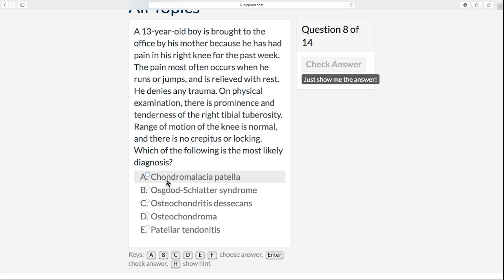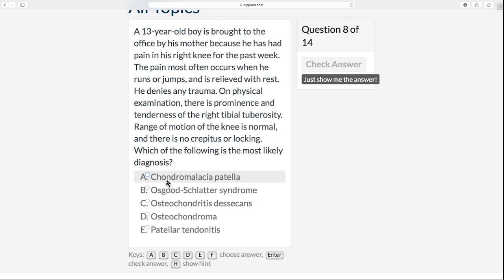All right, now let's go through the answer choices. We have A, chondromalacia patella. We have Osgood-Schlatter syndrome. We have osteochondritis dissecans. We have osteochondroma, and we have patellar tendonitis. So, John, let's go through those one by one. Chondromalacia patella. Do we think that's what we're dealing with here? I don't think so. That's something where you get discrete anterior knee pain. There's some locking or crepitance that you get when you try to move that patella around. Very good. Nothing in the stem gives you that.